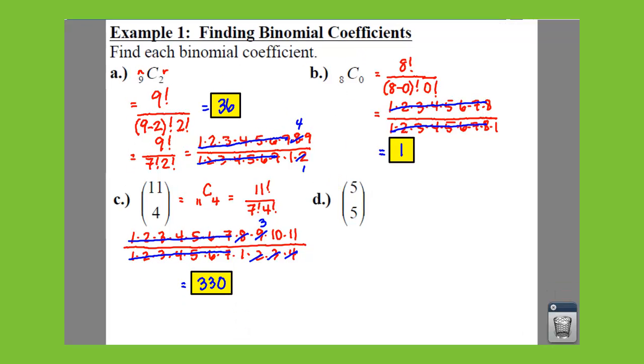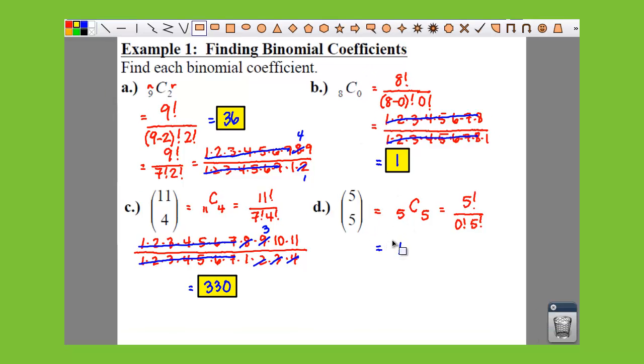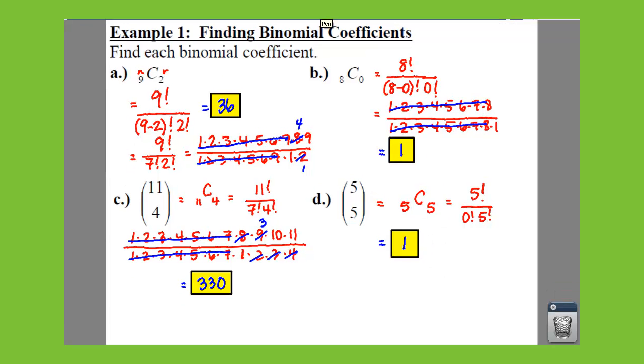And if you notice for letter D, this is going to end up being 5C5, which is just 5 factorial over 0 factorial times 5 factorial. Notice a 0 factorial is just a 1. If we take 5 factorial divided by 5 factorial, you just shorthand this and say, well, that means this is just going to be a 1. And that is how you can use your lovely factorials.